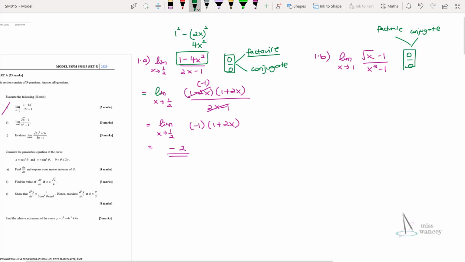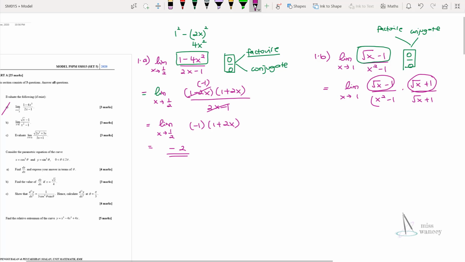I see something with a square root in my numerator, so let us try to multiply with the conjugate and see if we can cancel out the term that gives us 0 over 0. So the limit for x approaching 1 of (square root of x minus 1) over (x squared minus 1), multiplied with (square root of x plus 1) over (square root of x plus 1). In the numerator, they are the conjugate of each other, so I'm going to expand them.